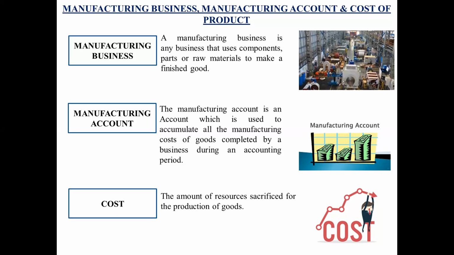Now we'll see this cost in detail, and we'll see what is meant by elements of cost. We have three elements of cost. The first one is material, then we have labor, and then we have expenses. So these are the three elements of the cost. So let's see what is meant by material.